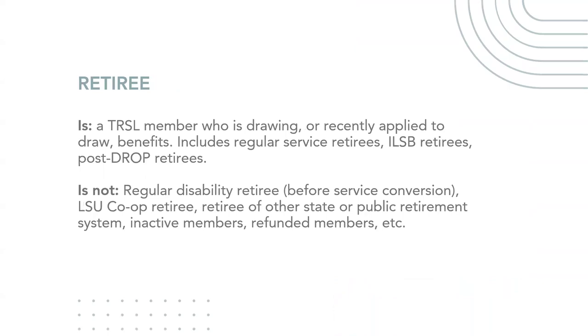For retiree, we're going to do a little bit of is or is not. A retiree is a TRSL member who is drawing or has applied to draw benefits from us. This is going to be everyone in regular service, our ILSB retirees, and also our post-DROP retirees. It is not the disability retirees, the LSU co-op retirees, and those that are retirees of other state or public retirement systems.